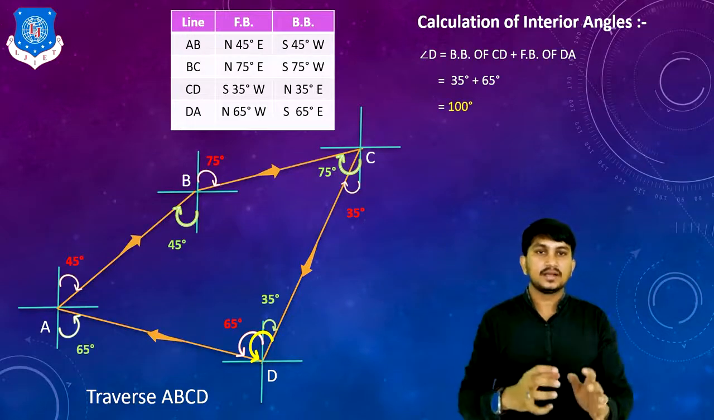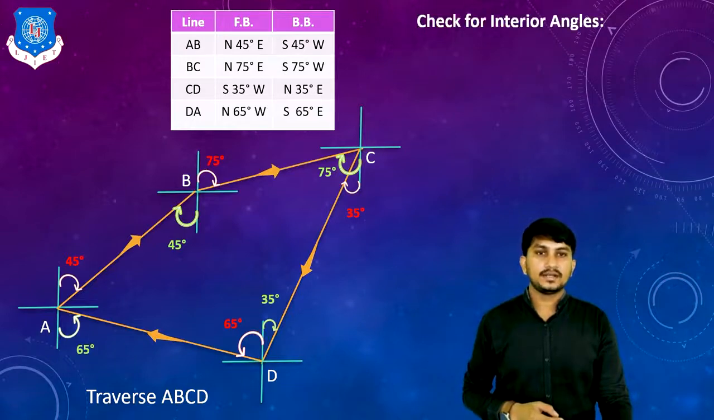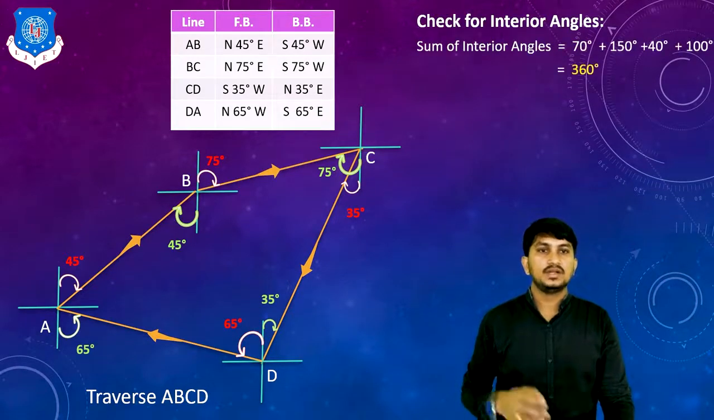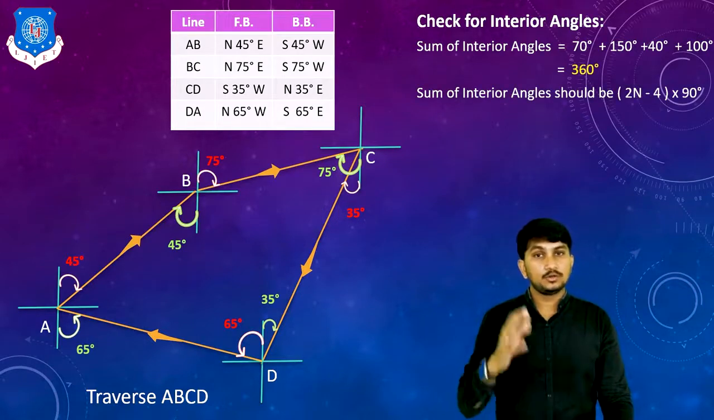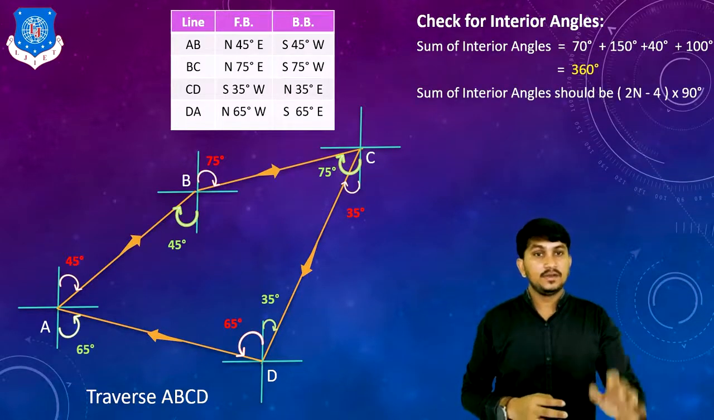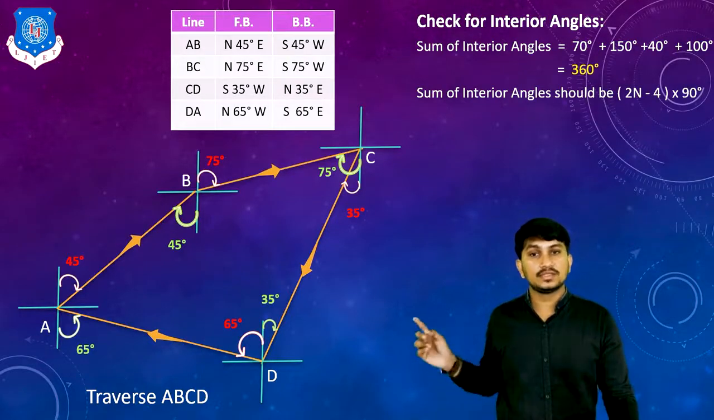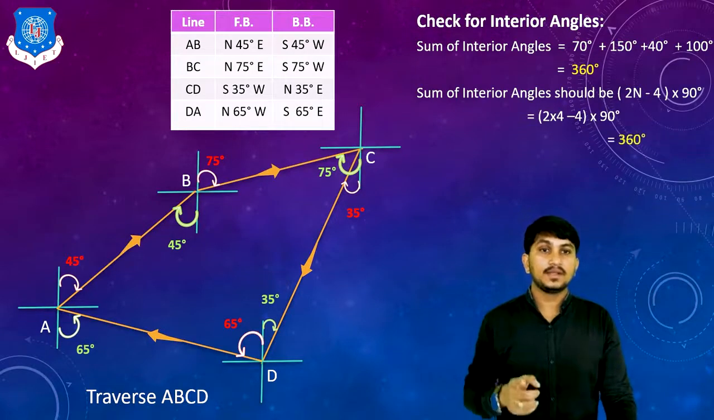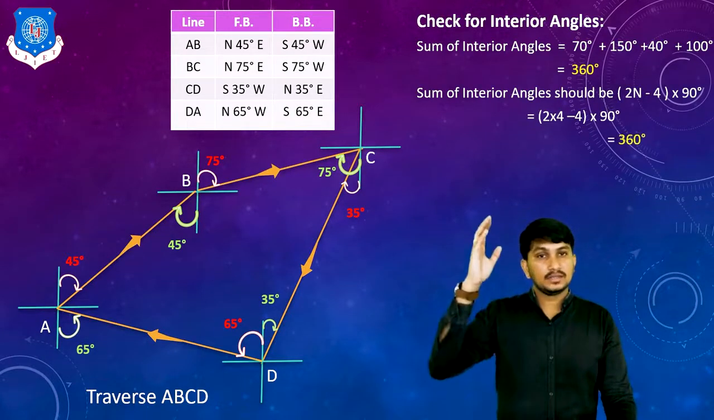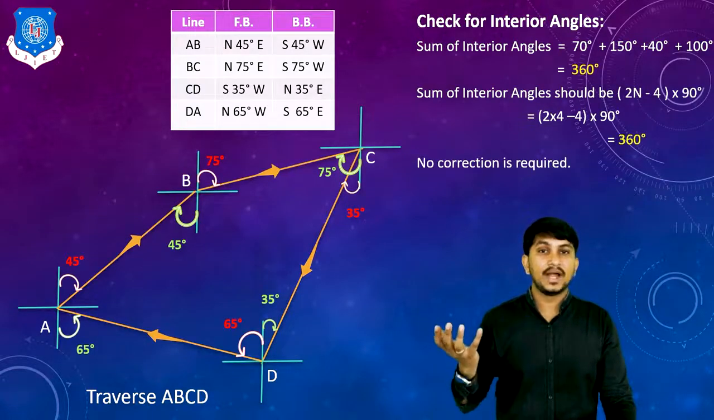After calculating interior angles, we have to sum these interior angles. So sum of interior angles is equal to 360 degree. Sum of interior angles should be equal to 2n minus 4 into 90 degree. We have just discussed this. So here n is equal to 4 because there are 4 stations. So sum of interior angles should be 360 degree. Our sum of interior angles is also 360 degree, means no correction is required.